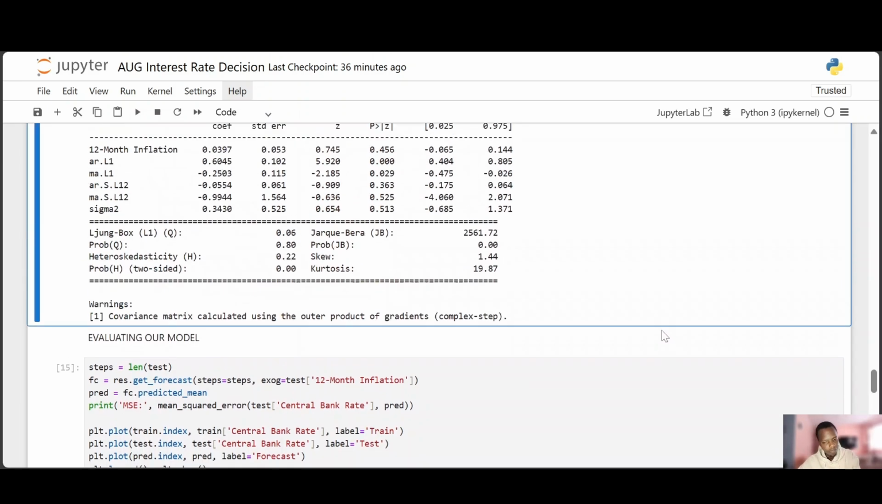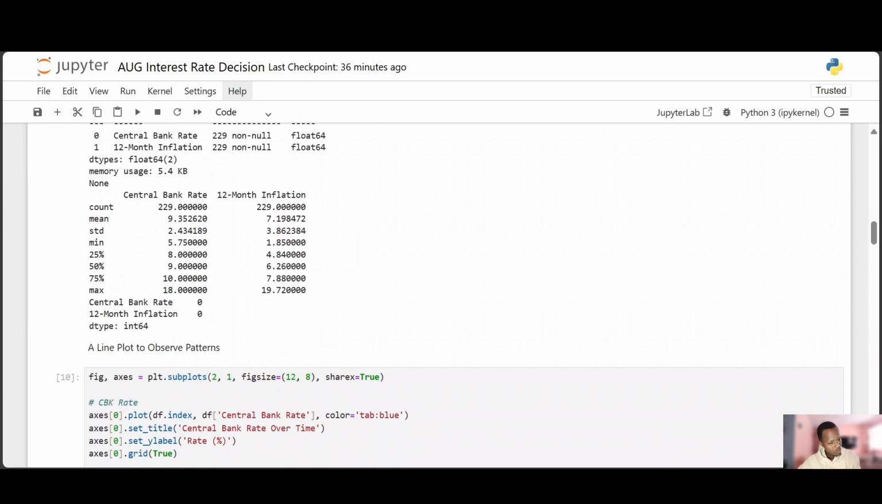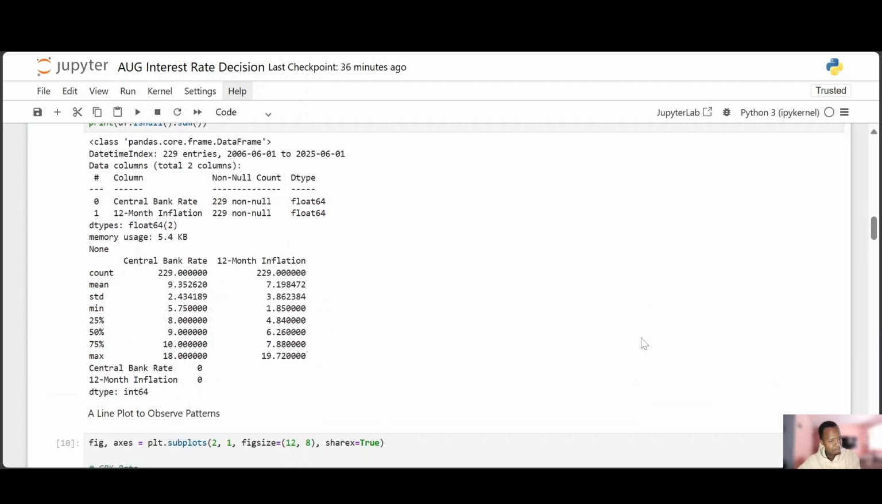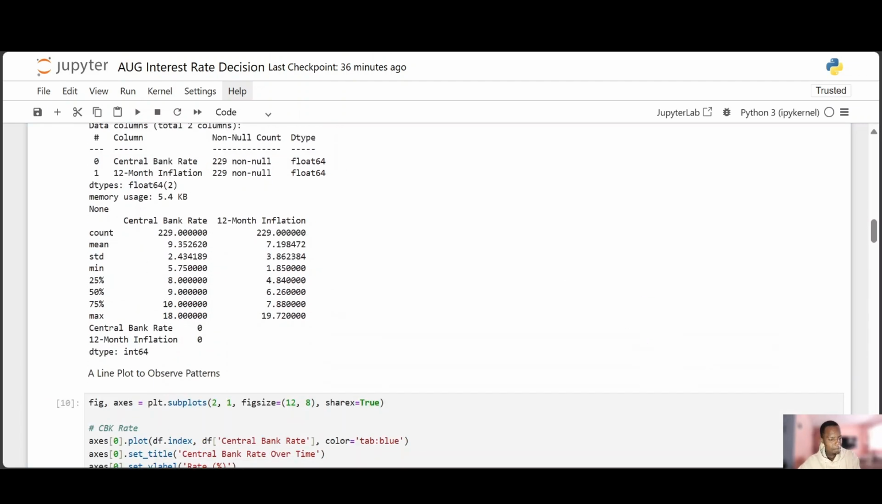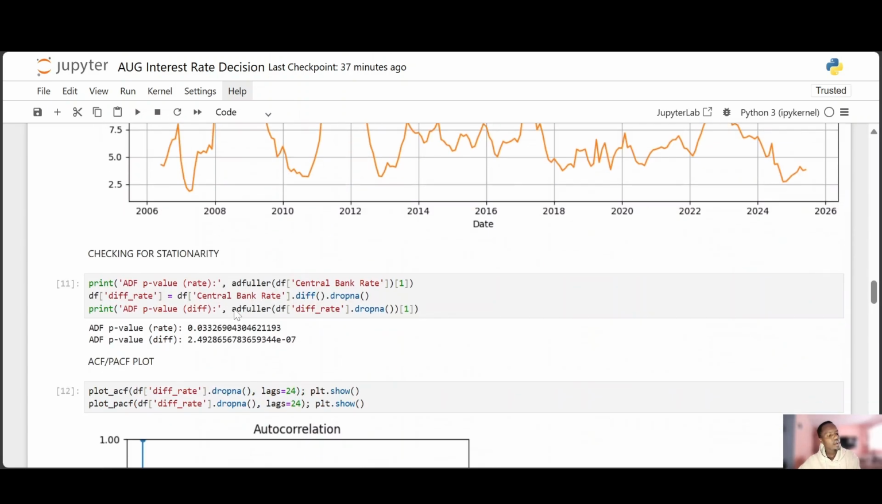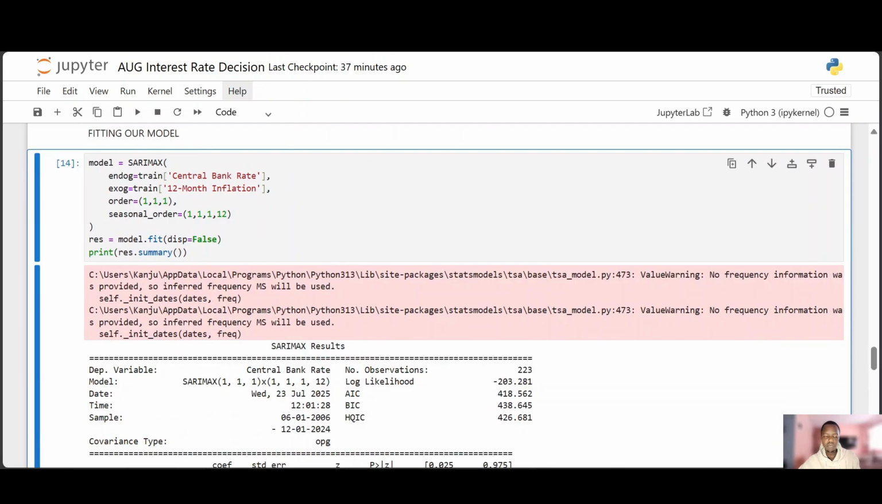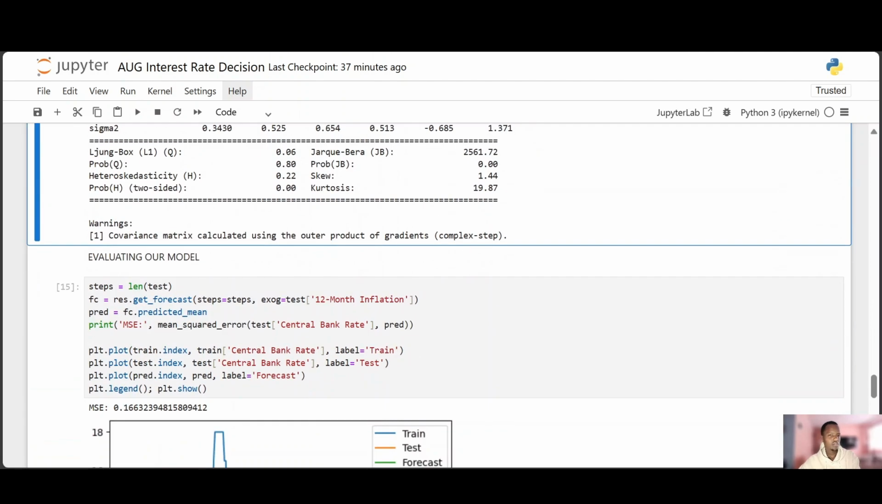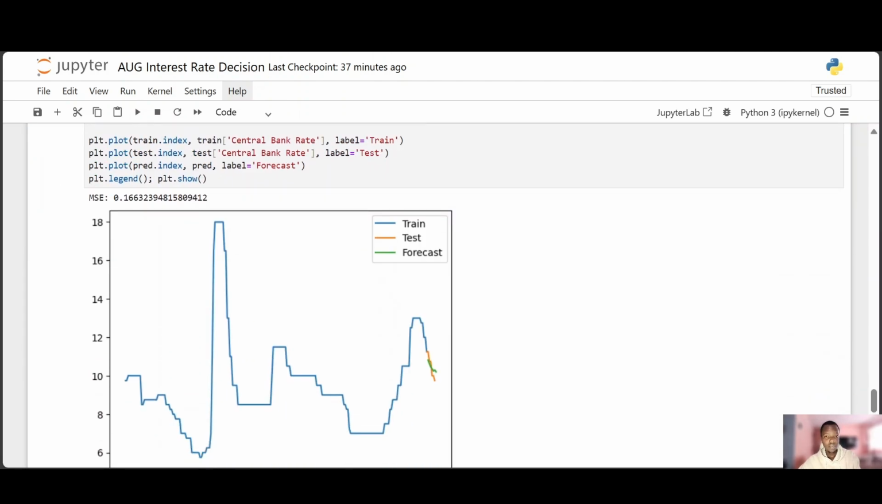Now, what does that mean? If we look at our descriptive statistics here, the minimum value was 5.75 and the maximum value was 18. Having an RMSE of 0.45, or 0.4 something thereabout, is really not good, bearing in mind that the central bank rate decision is either an increase or decrease by 0, 0.25, 0.5, 0.75, or even 1.